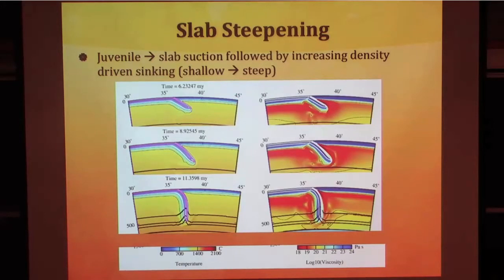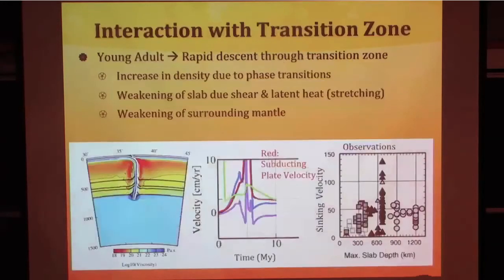In these models you can see that steepening, where the slab basically enters the transition zone at almost a vertical angle. Now this slab is not being allowed to move forward or backwards, and if it was, then this could actually have a different shape as it entered the transition zone. The next stage is the interaction with the transition zone. I call this the young adult phase because it's like having a teenager, with all the complexity of being a teenager.